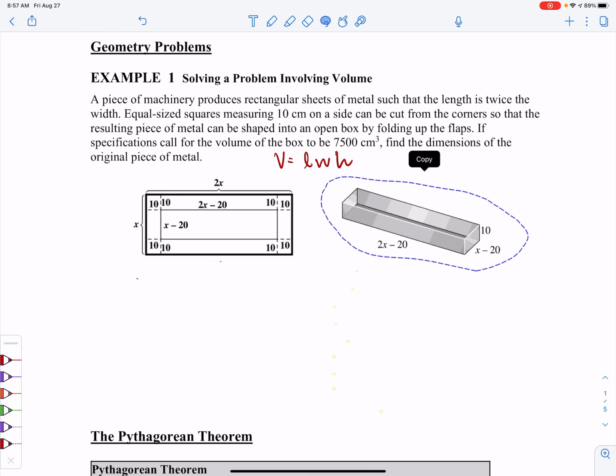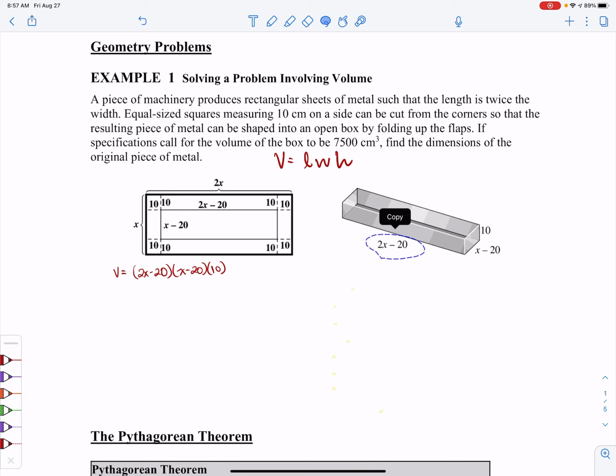If the specifications call for the volume of the box to be 7,500 cubic centimeters, find the dimensions of the original piece of metal. So you notice here that I've written down the formula for volume of a rectangular box. So this is going to be the length times the width times the height. And so the first thing that we want to do is just simply set up an equation. So we've got our volume is going to be equal to the length of the box times the width of the box times the height of the box. So that's where I got those values.